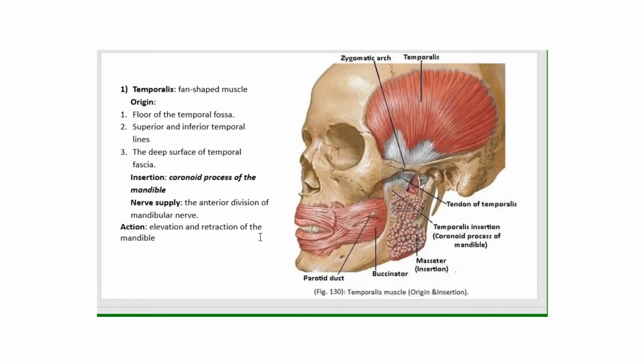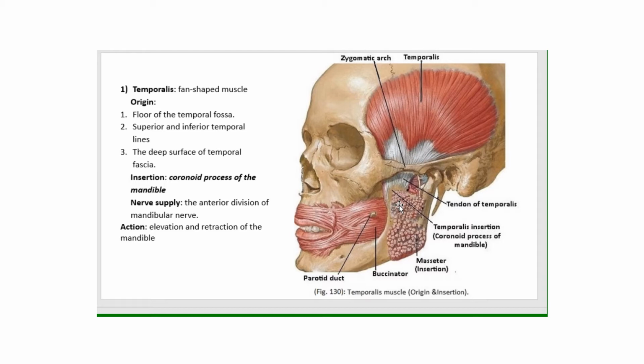Returning back, this is the temporalis. We see its nerve supply by 2 or 3 branches from the anterior division of mandibular nerve. Its action is to elevate the mandible. Elevate the mandible equals to elevate the temporomandibular joint, equals to close the mouth. They have the same meaning.